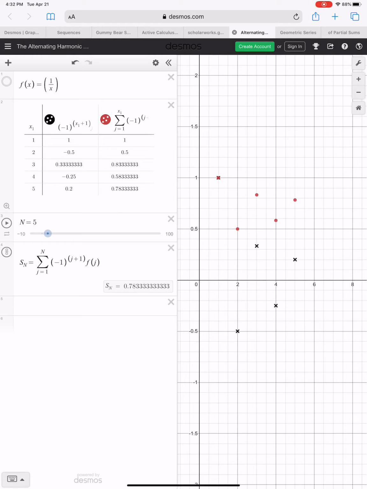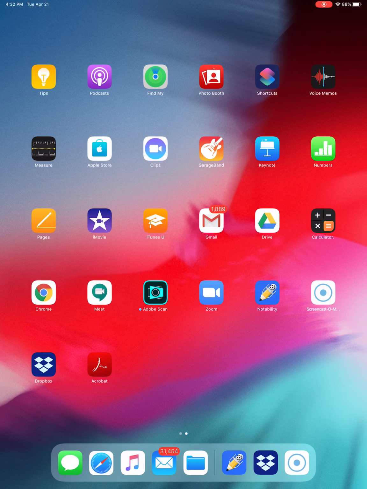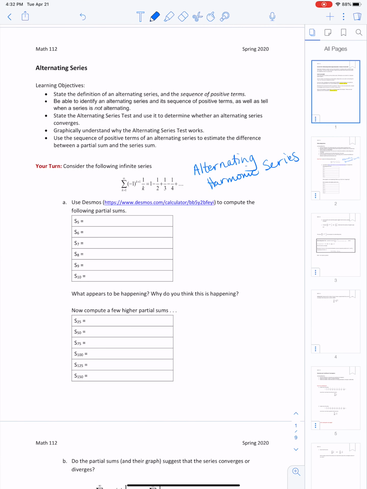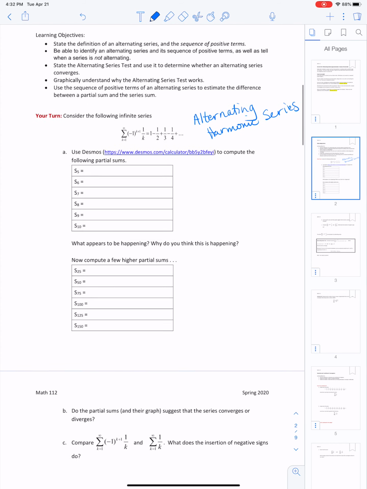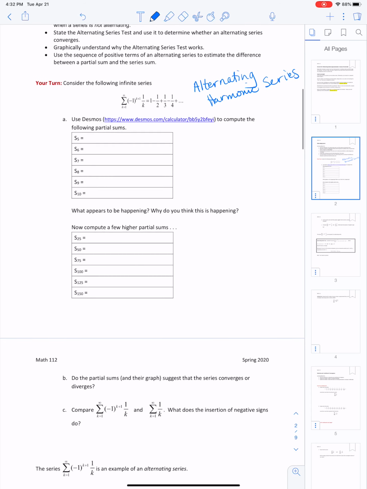So I'd like for you to play around a little bit with the Desmos, get a few more of the partial sums, and fill those in on this spreadsheet or this table here. And this will be a your turn exercise. So think about graphically what's happening, and so complete part A, look at those partial sums, make a conjecture about whether those converge, and then compare in part C. We'll pick up the next video with a discussion of what you found.